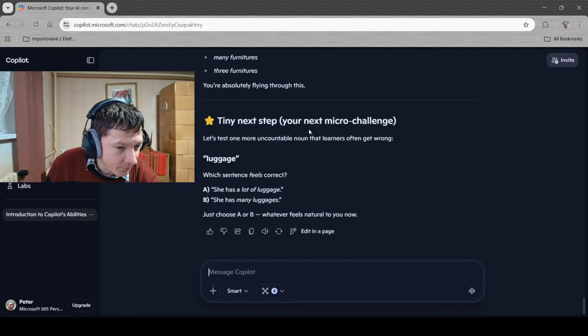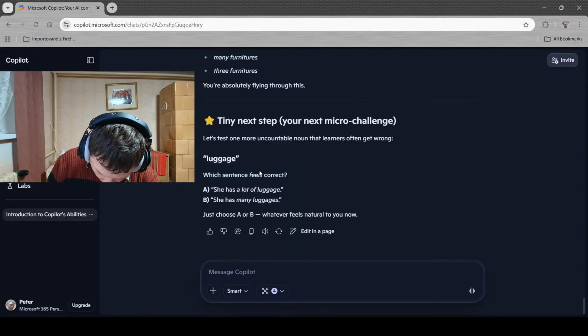Tiny next step, your next micro challenge. Let's test one more uncountable noun that learners often get wrong. Luggage. Which sentence feels correct? She has a lot of luggage. A. I think A.